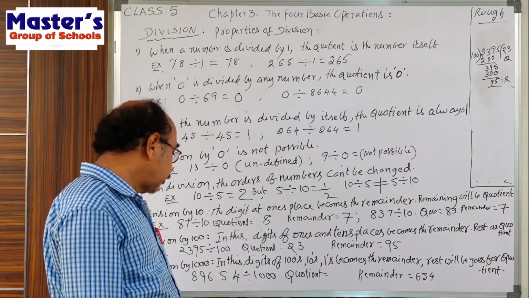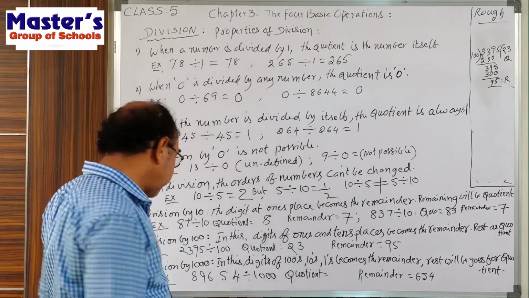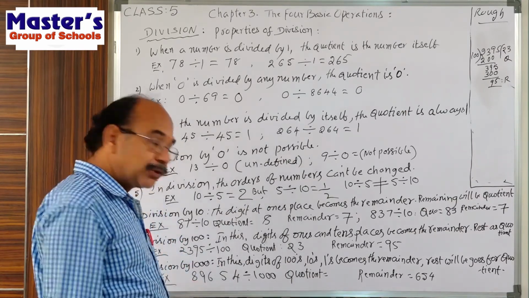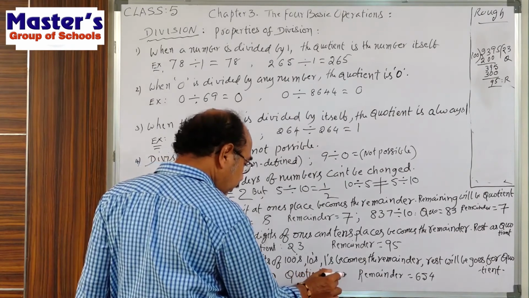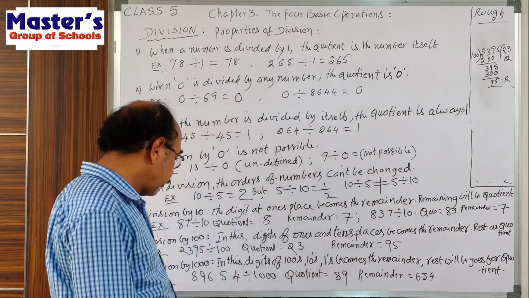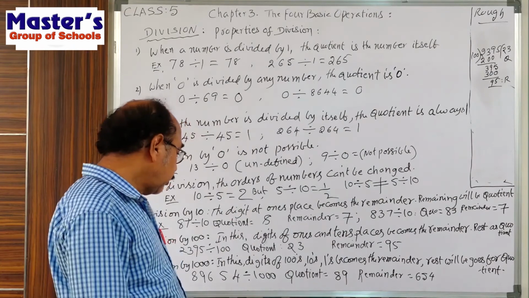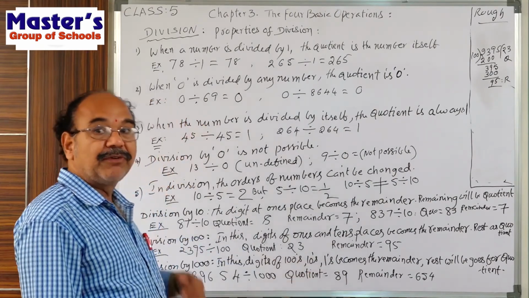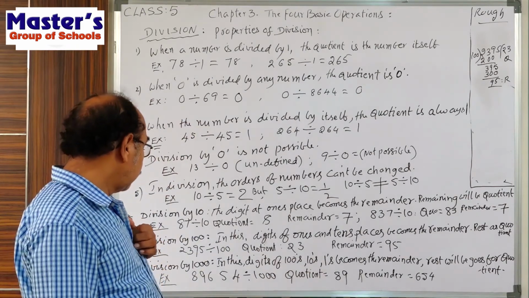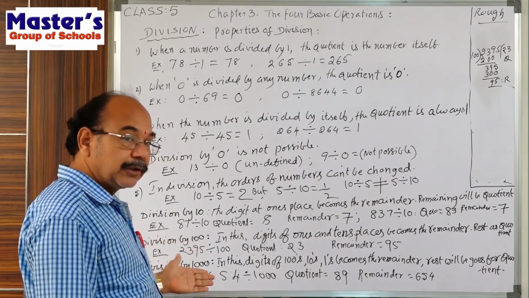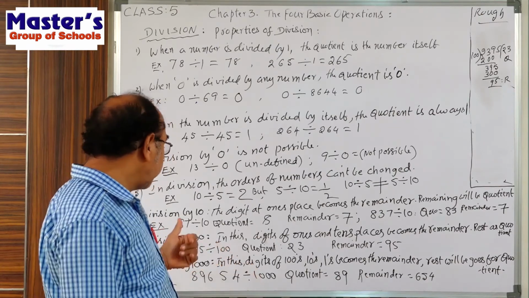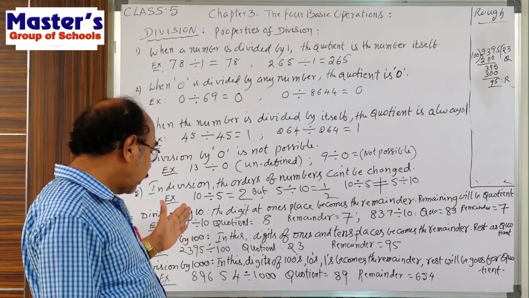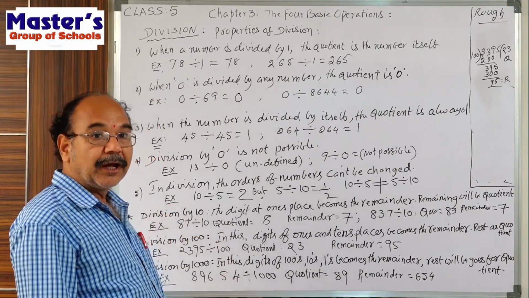What is the quotient? The remaining digits. What are the remaining digits here? 8 and 9 are the remaining digits. So 89 we take as the quotient. Okay children, quotient is 89, remainder is 654. Like this, we can observe the divisions with 10, 100, 1000, etc.